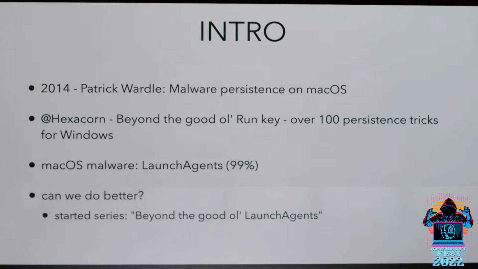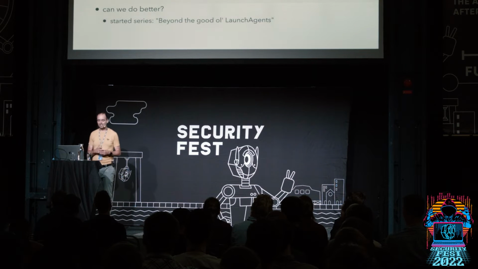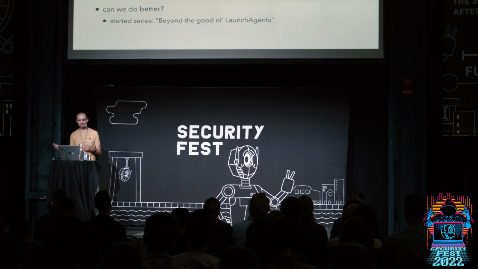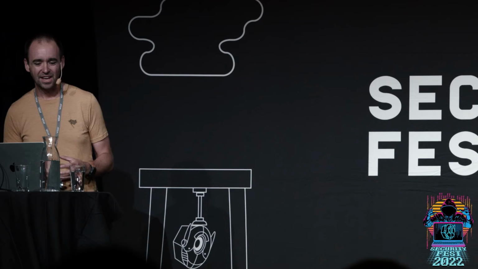Back in 2014, Patrick Wardle gave a talk and wrote a white paper about malware persistence on macOS, and he explored the most common options malware used for persisting. And there is this guy called Adam from the UK, who goes by the handle Hexacorn on Twitter, and he has a series for Windows called Beyond the Good Old Run Keys. And he has documented over 100 persistence tricks for Windows.